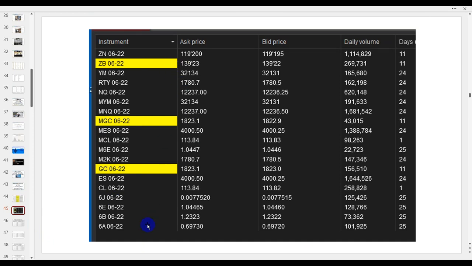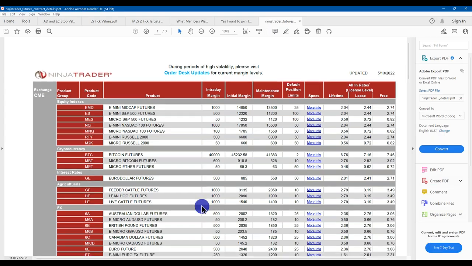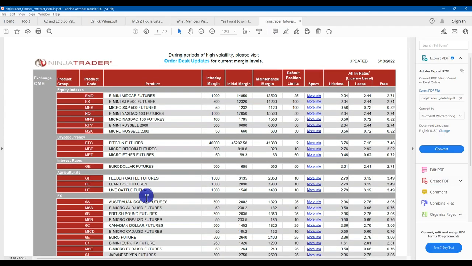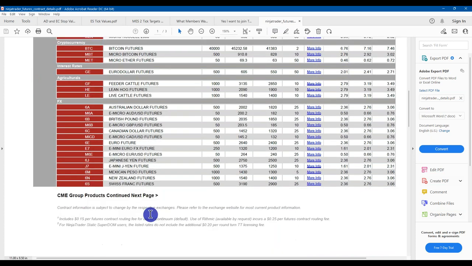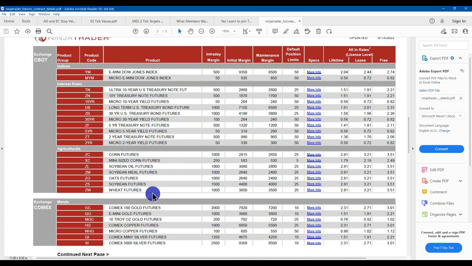One of the things we look at with all the different market opportunities, and just to show you this spreadsheet here, this is all the different types of futures contracts. Now, I should have mentioned here, traders, that it doesn't matter whether you trade futures, Forex, or stocks.